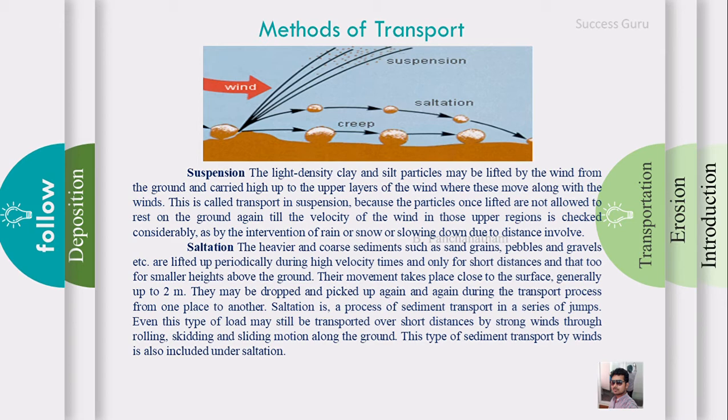The second one is saltation. The heavier and coarser sediments such as sand grains, pebbles and gravels are lifted up periodically during high velocity times, only for a short distance, and that too for a small height above the ground. Their movement takes place close to the surface, generally up to 2 meters. They may be dropped and picked up again and again during the transport process from one place to another. Saltation is the process of sediment transport in a series of jumps.